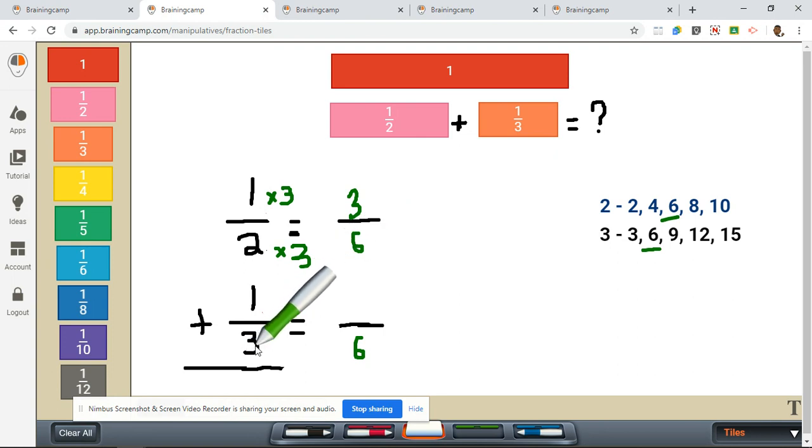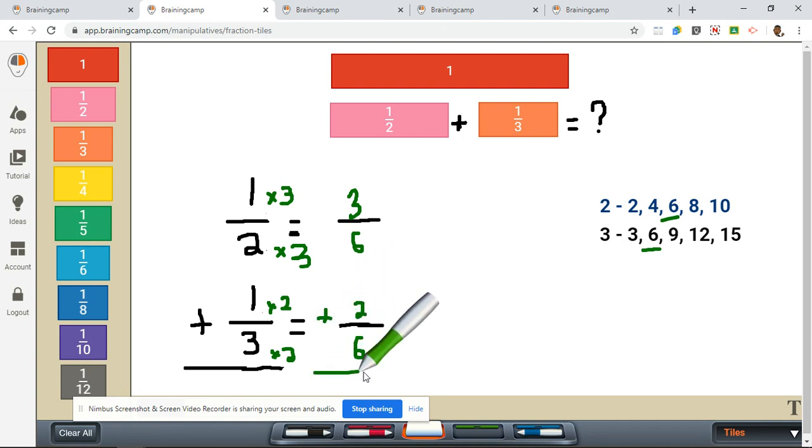Okay, what can I multiply times 3 to get 6? The answer, of course, is 2. What you do to the bottom, you do to the top. 1 times 2 is 2. So now I have two fractions with the same denominator, and I can go ahead now and add them.